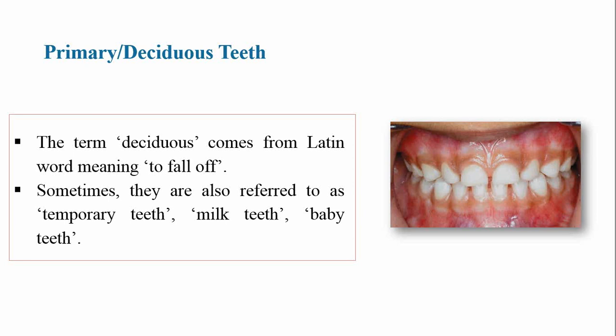All these terms are improper since they imply that these teeth are useful for a short period of time, which is not. The presence of a normal primary dentition is essential for the development of normal and well-aligned permanent teeth.